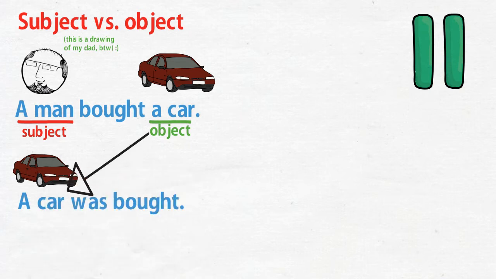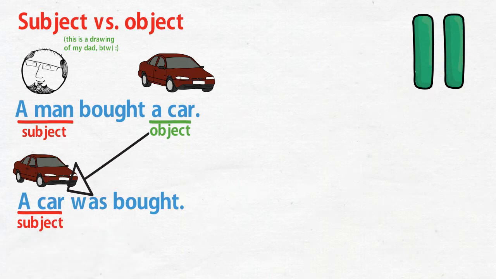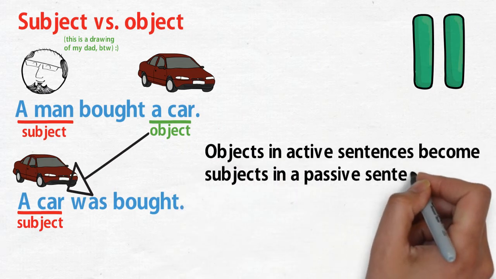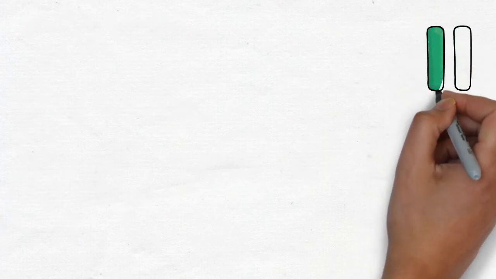Now, we start the second sentence with an object from the first sentence. However, here the car takes the role of a subject. From that, we can conclude that an object of an active sentence becomes a subject of a passive sentence. Okay, now that we know that, let's take a look at some of the reasons for using the passive voice.